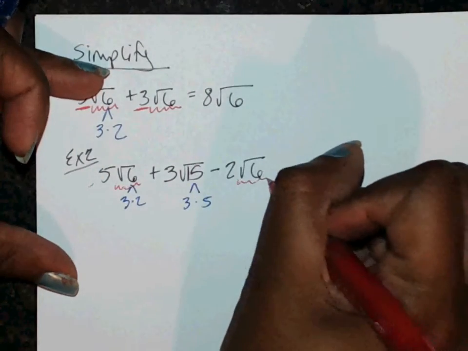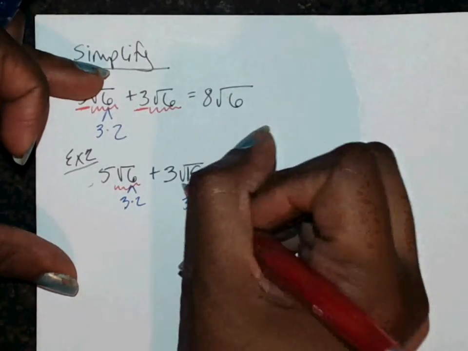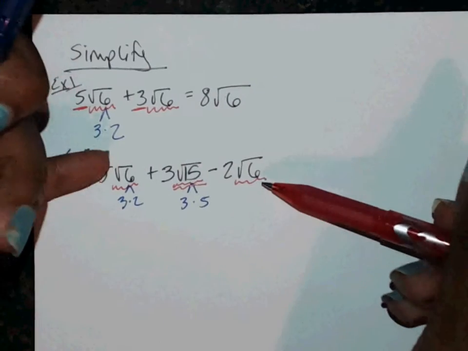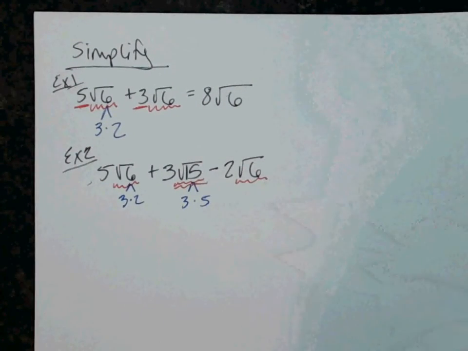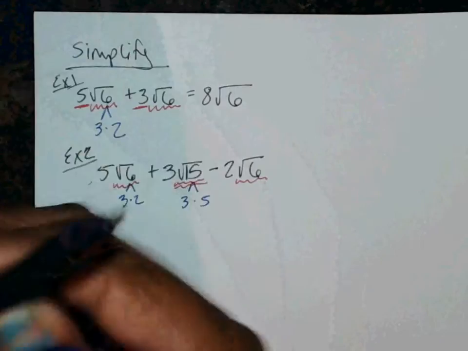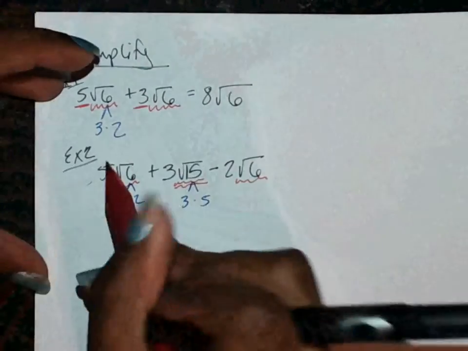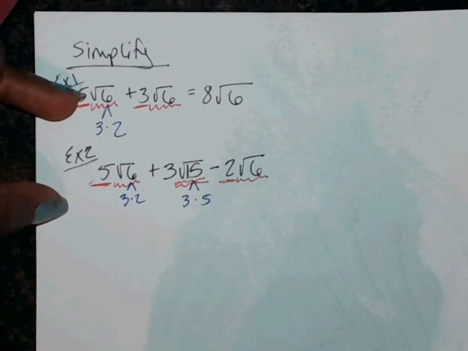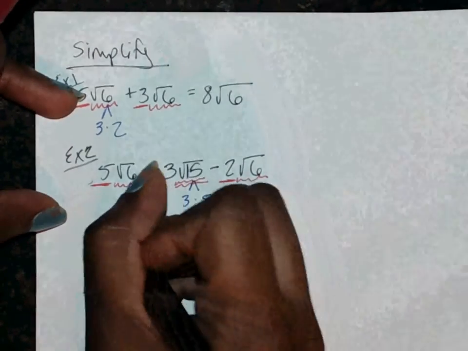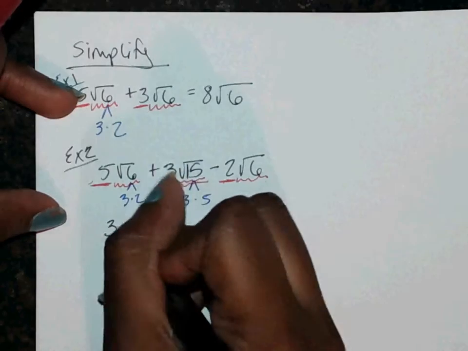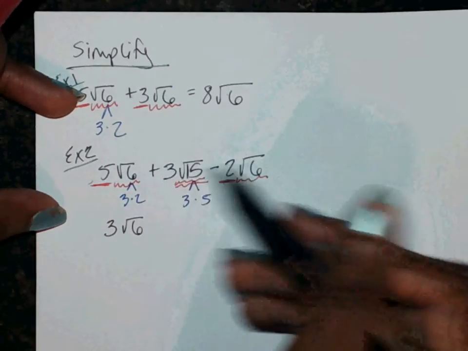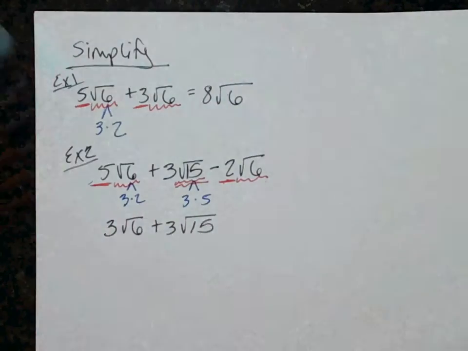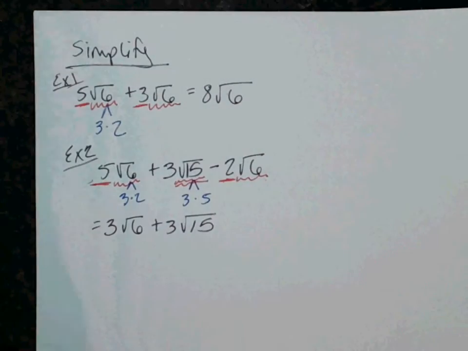Ooh, these two are the same. This one here, not so much. So what I'm going to do is add these two, and then I'm going to just write that one behind it. So, what is 5 minus 2? I apologize. 5 minus 2 is 3 square root of 6 because that's what the radicals were. And then I just write this because I couldn't simplify it anymore. That's your answer.